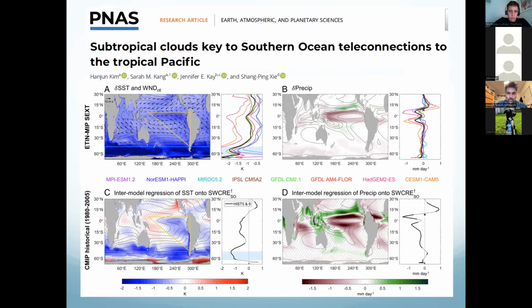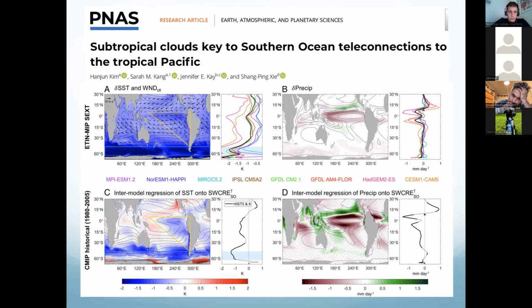That was followed up by a more extensive study that Sarah Kang talked about in this series a while back, where they did a more extensive list of models and confirmed that it was the response of the low clouds off the west coast of South America and Chile that was kind of critical for producing the connection.